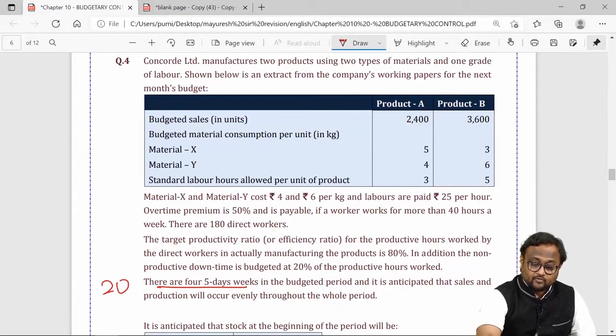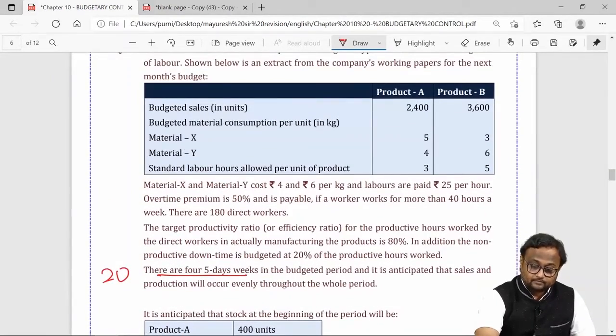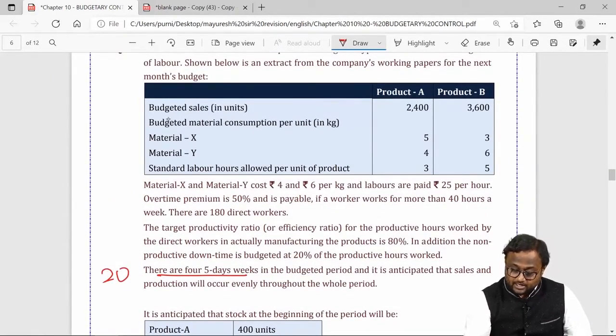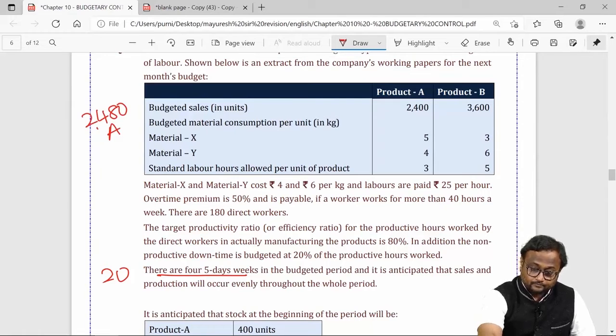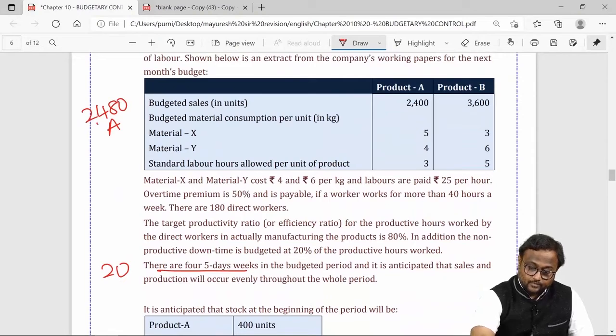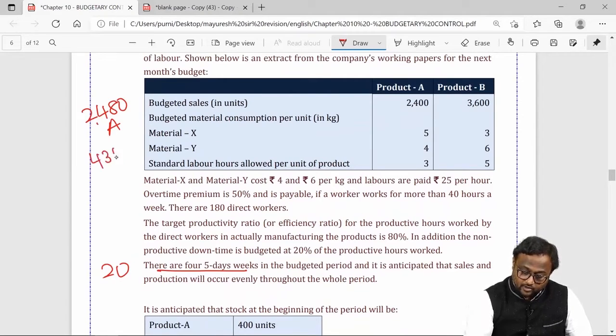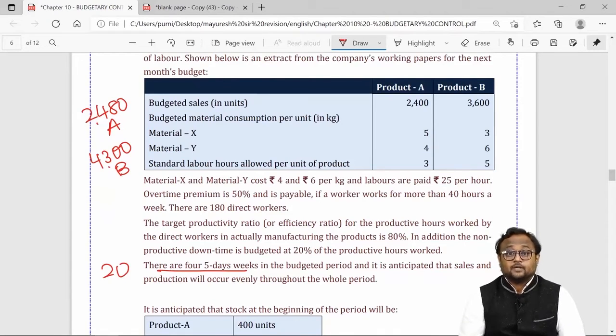So 2400 plus 480 minus opening stock of 400. So I need to produce 2480 units of A and 4300 units of B. This is my quantity to be produced. Am I right? From quantity sold, I have jumped on quantity to be produced.